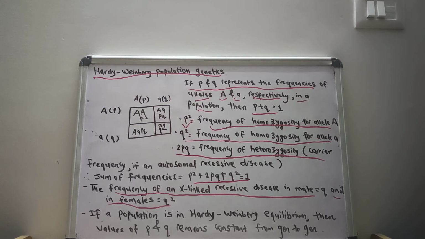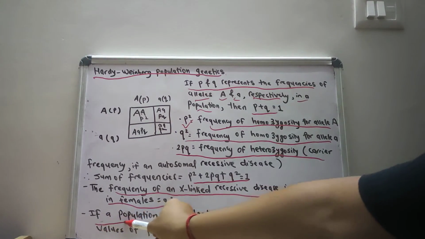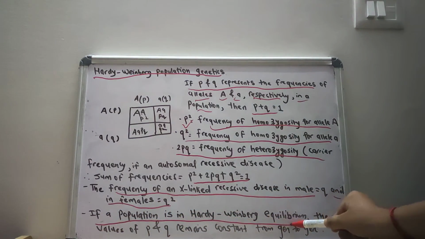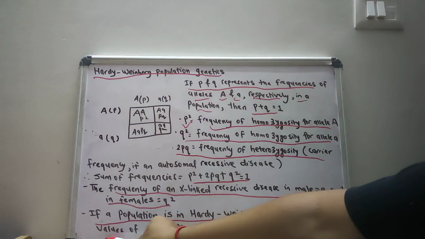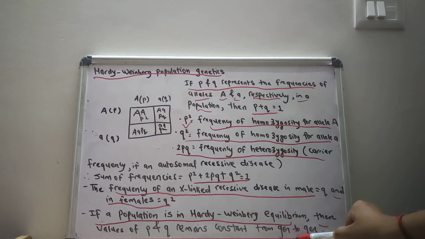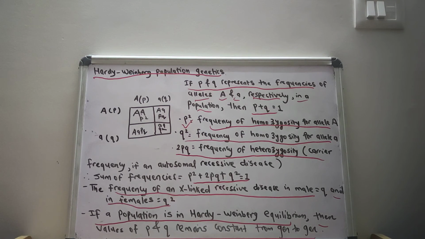So if the population is in Hardy-Weinberg equilibrium, then the values of P and Q remain constant from one generation to another. So this is the concept of Hardy-Weinberg population genetics.